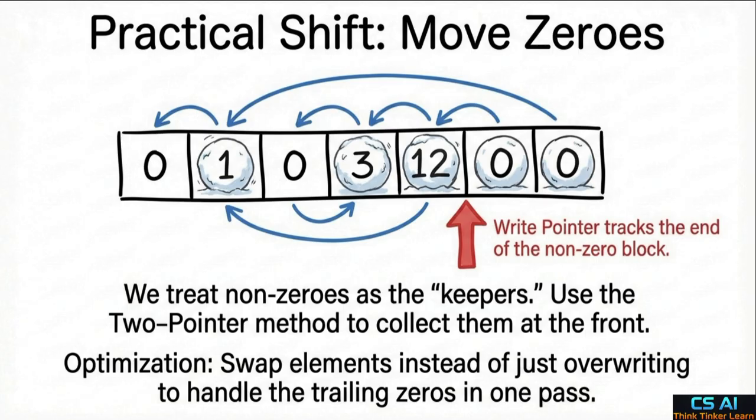A better optimization is to swap. When we swap the non-zero elements with the element at the right pointer, the zeros naturally get pushed towards the back as the non-zero move forward. By the time the read pointer hits the end, the array is perfectly partitioned. One pass, O(n) time, and O(1) space. This is clean, efficient, and shows you understand how to minimize operations.